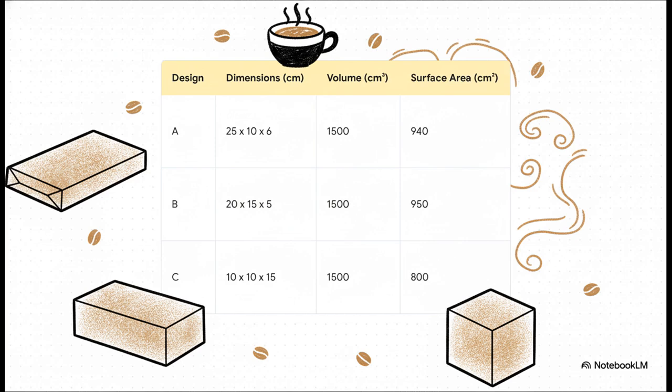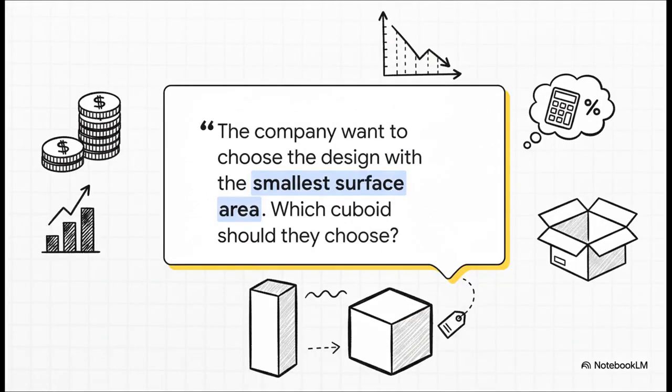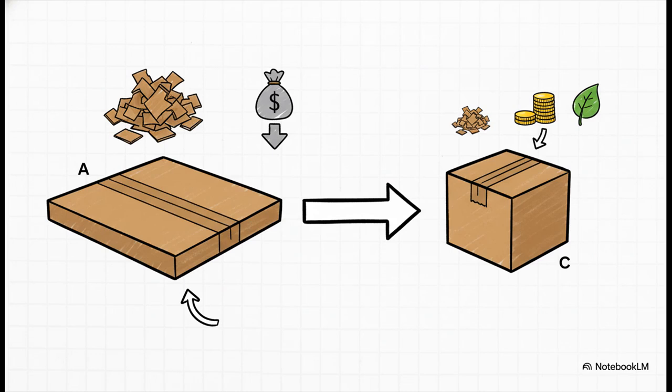But now, slide your eyes over to that last column, surface area. Whoa. Design C, the one that's shaped most like a cube, uses way less cardboard than the other 2. The whole point here is to be efficient. The company wants to pick the design that costs the least amount of money to make. And this just perfectly shows how math and money are connected. And here's the big takeaway. It's really simple. Less surface area means you use less material, and less material means you spend less money and you create less waste. By picking Design C, that company saves cash and is a little bit better for the environment, all because they understood some basic geometry.